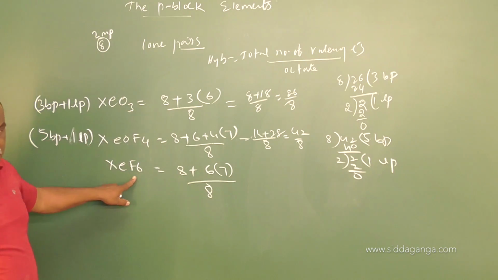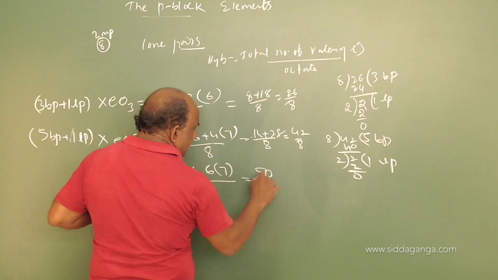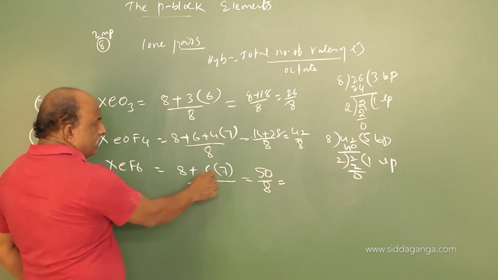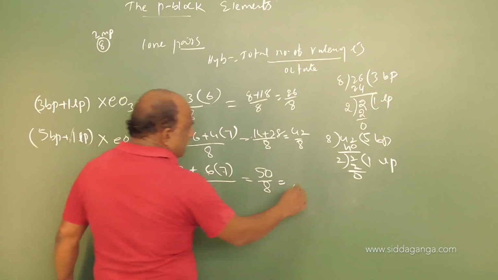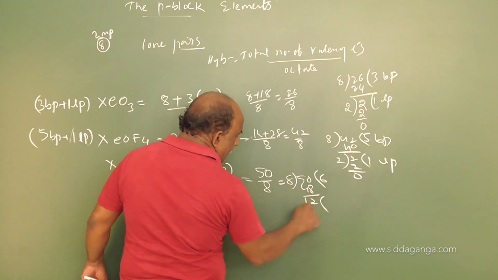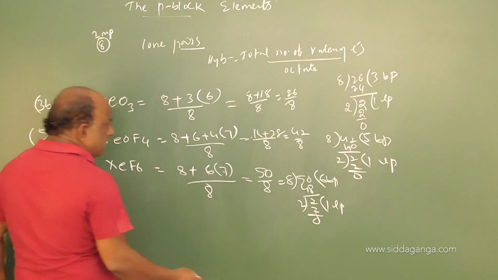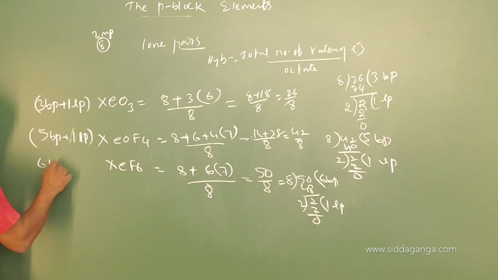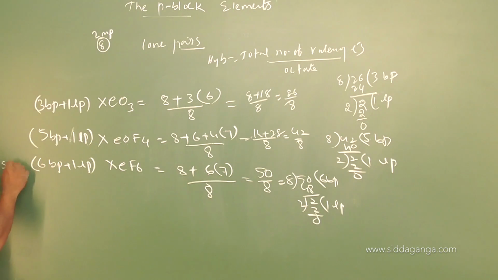And the last example, XeF6: 50 by 8. 7 6s are 42 plus 8, 50. 50 by 8, 8 6s are 48. Again 2 remaining, 2 ones are 2. So bond pairs, lone pair. In the last case, 6 bond pairs plus 1 lone pair. It is sp3d3. This is sp3d2 and this is sp3.